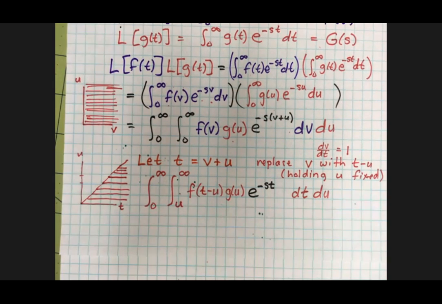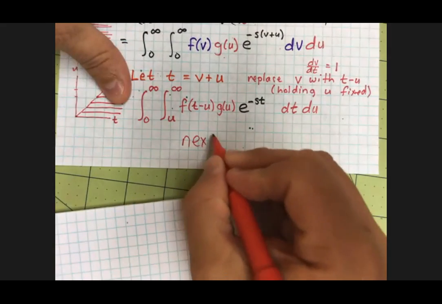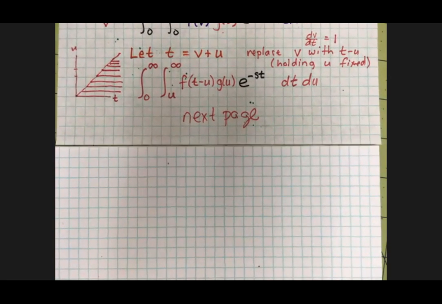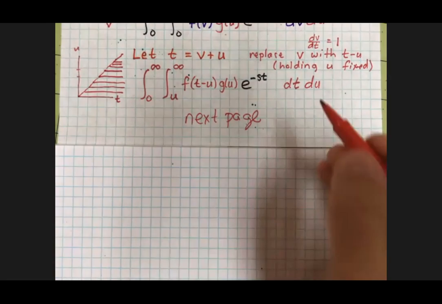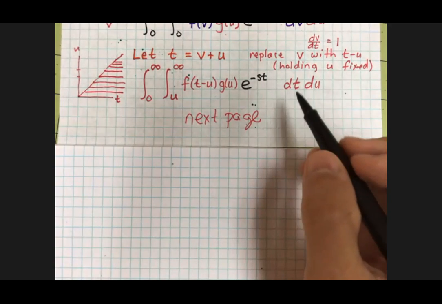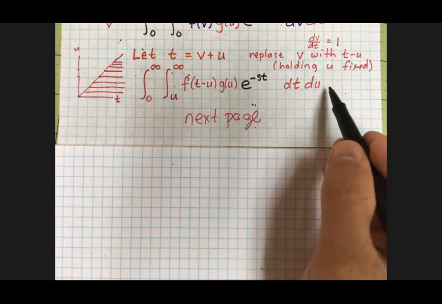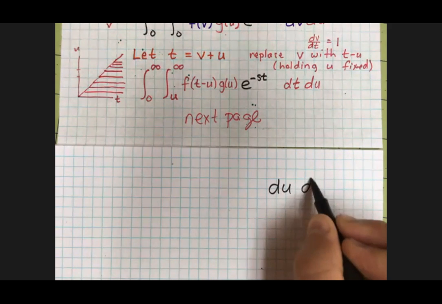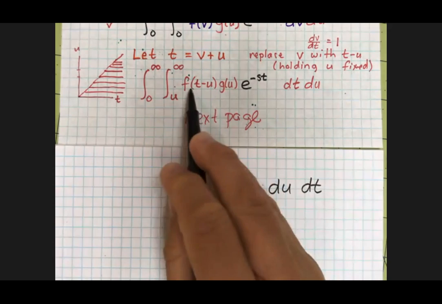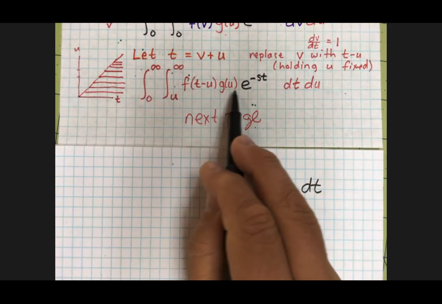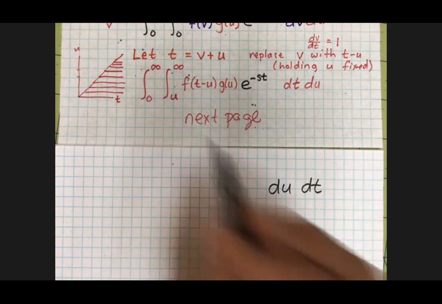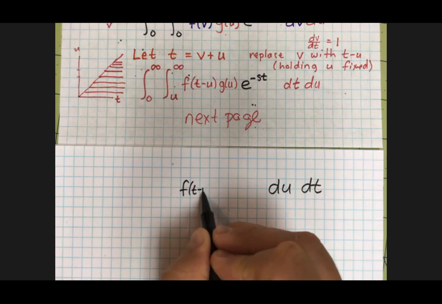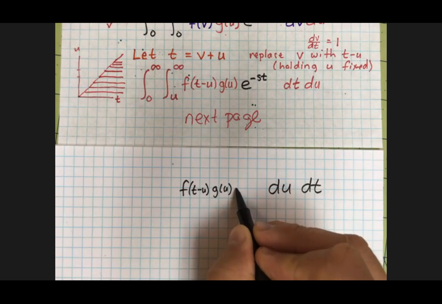Now I do the truly sneaky part. So let's get both these on the screen at the same time. This is also something you did in Calc 3. Change the order of integration. I want to make this look more like a Laplace transform, so I want to integrate ultimately with respect to t. I want the t integral to be last. So how could I change the order of integration? It doesn't change anything I do in here. Those are still the integrand. It changes the limits, right? So let me write, I'll keep the black, F of t minus u, g of u, e to the minus st.